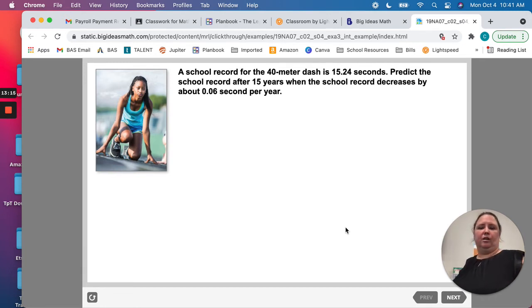A school record for the 40-meter dash is 15.24 seconds. Predict the school's record after 15 years when the record decreases by about 0.6 seconds per year. Okay, so we need to create a formula.